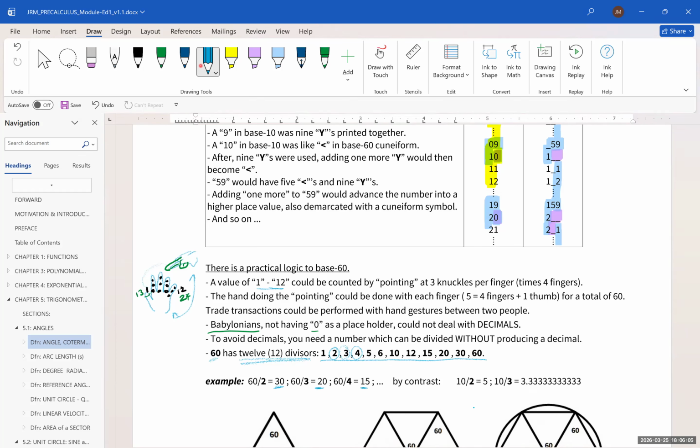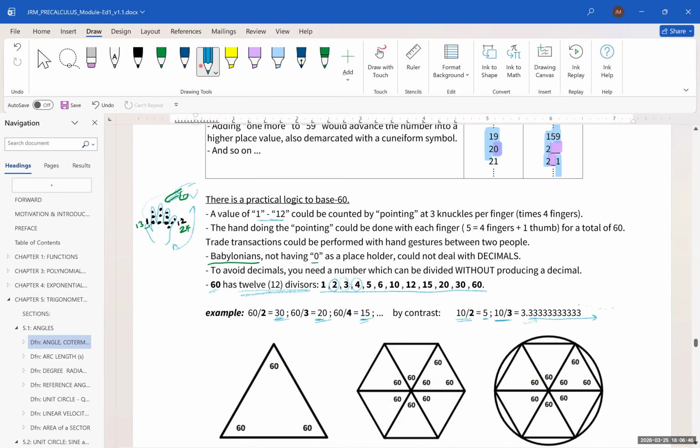By contrast, if we use a system that has decimals, if we had 10 divided by 2, you get 5. Okay, that's a whole number without a decimal. But then if you take 10 and divide it by 3, you get 3.33333, and it goes on forever, right? Those threes just keep going. So this is a messy decimal, because you could never get to the end of that 3. So having base 60 and all of these whole numbers that come out when you divide by these divisors is really advantageous.